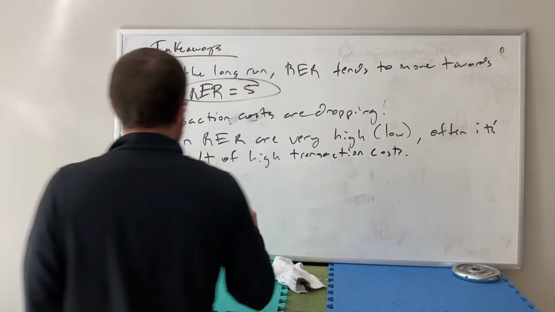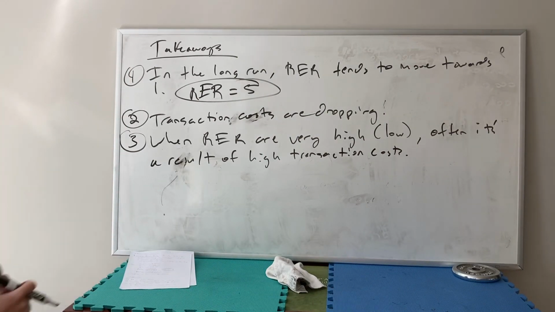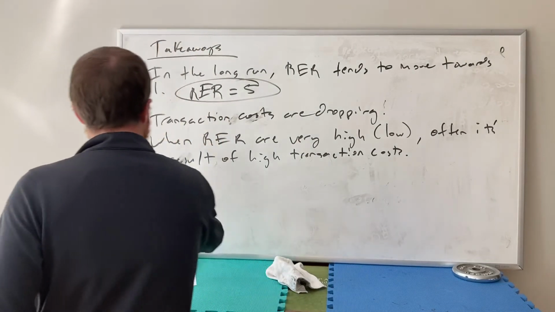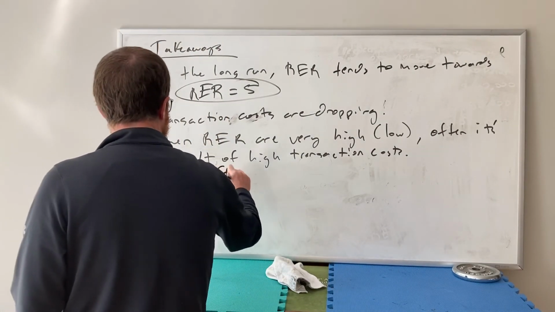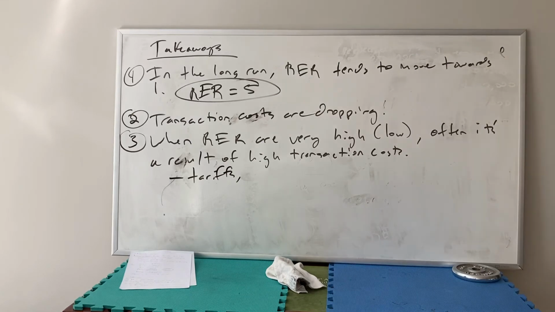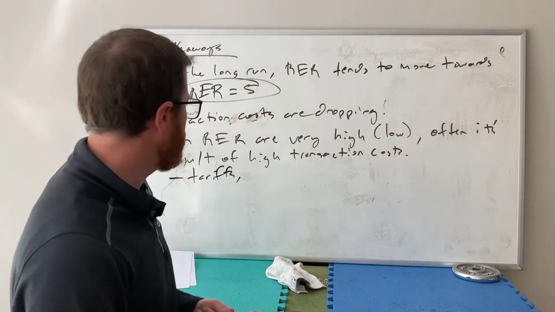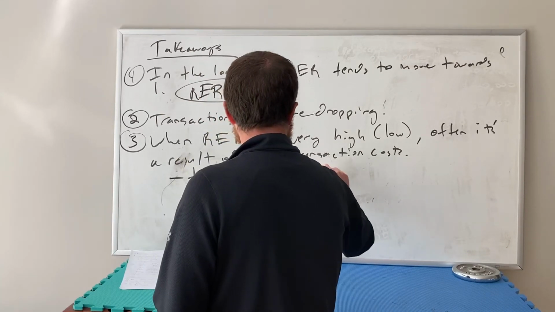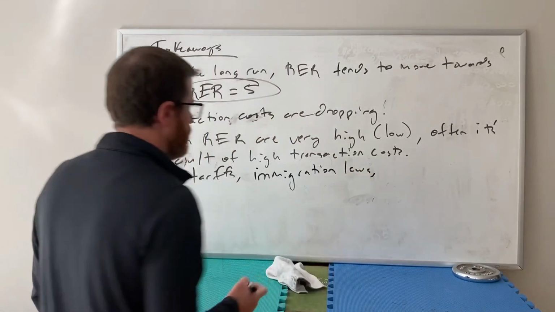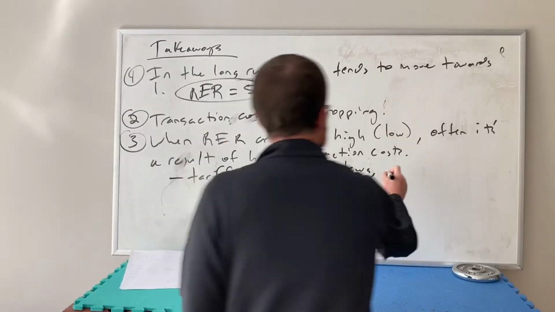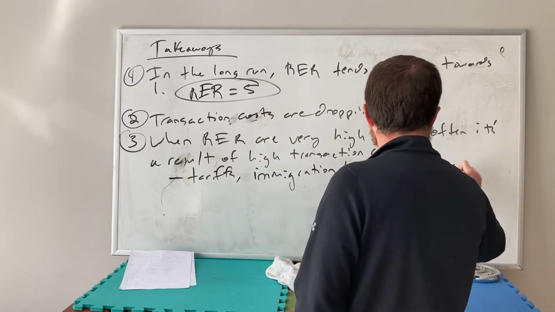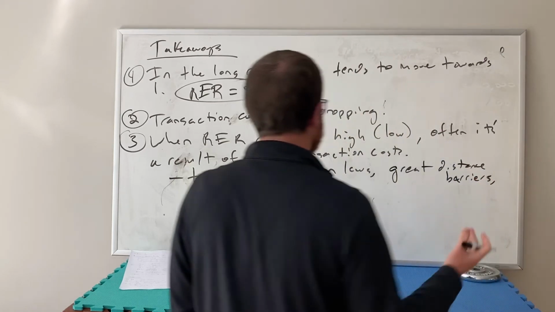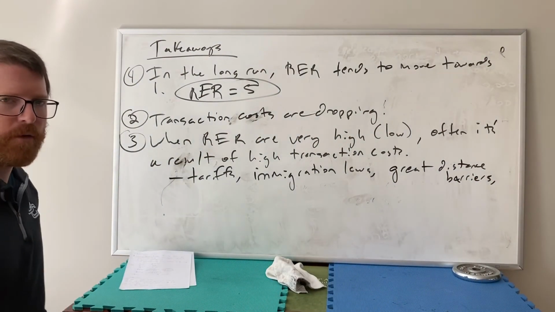So if we think about two areas that have very different prices, a lot of times transaction costs are what's driving that. So those transaction costs could be things like tariffs, right? Taxes on imported goods could be an example of why this would happen. Immigration laws. Great distance barriers or language barriers. And we could continue going down this list. Even things like cultural differences tend to play a role here.